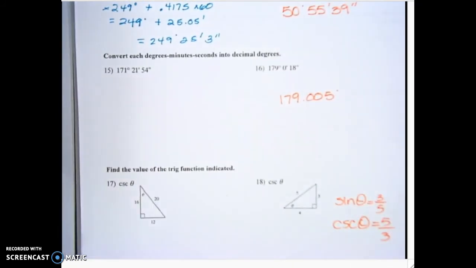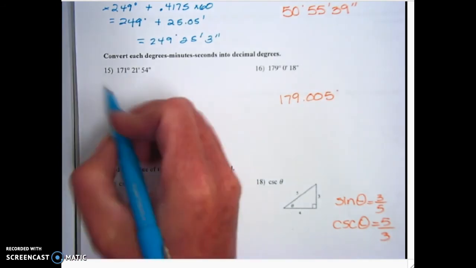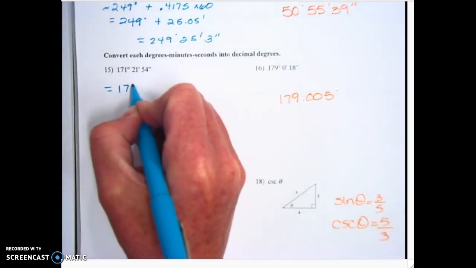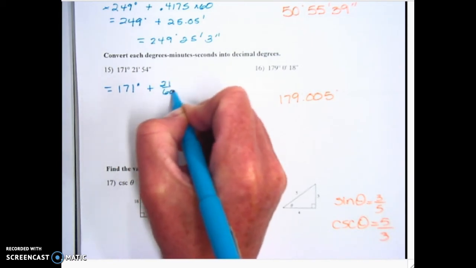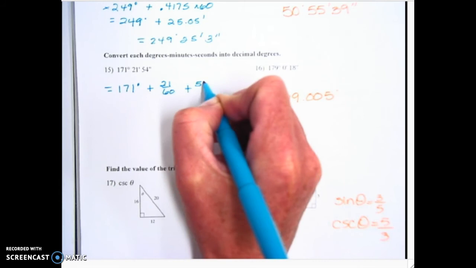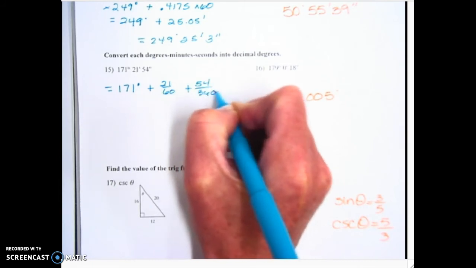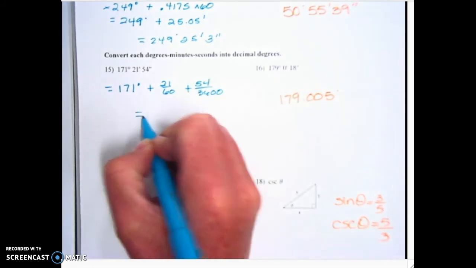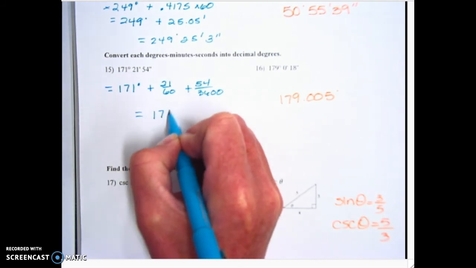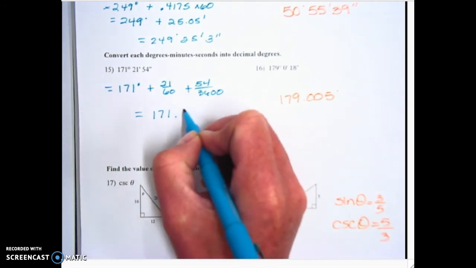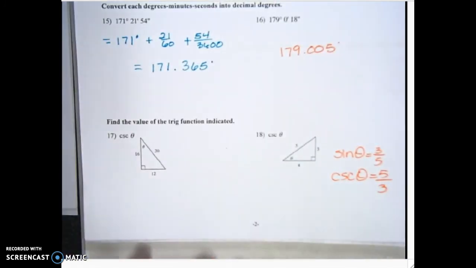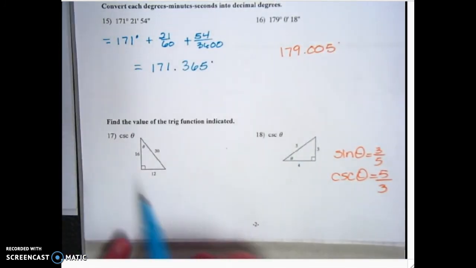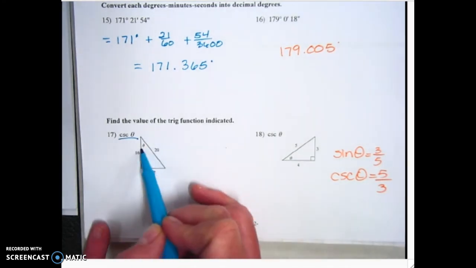Number 15 is the reverse. So I'm going to take the 171 degrees and add 21 over 60 plus 54 over 3600. Punch it all in my calculator, add them all up. So I've got 171.365 degrees.